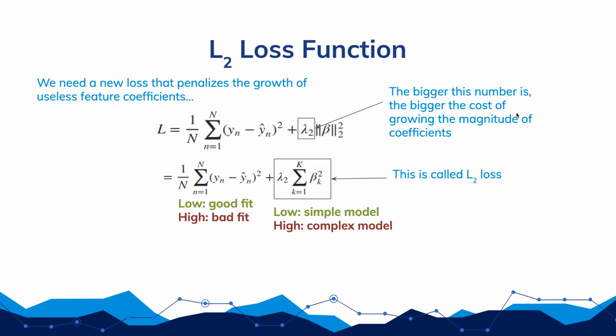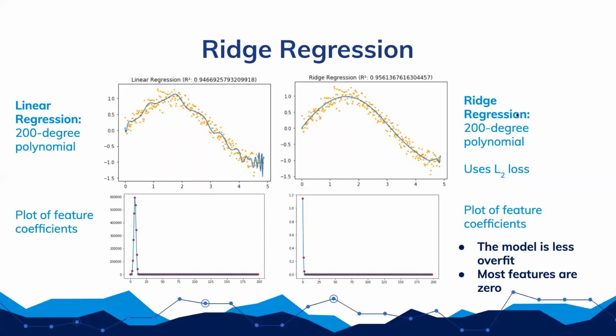So the left side represents goodness of fit. If it's low, you have a well-fit model. And then the right side represents complexity. If that's low, your model is simple. And ideally, we want both to be low. Okay, so L2 loss is used specifically in ridge regression. Again, sklearn has implementations for all of this, which you'll see in the examples.